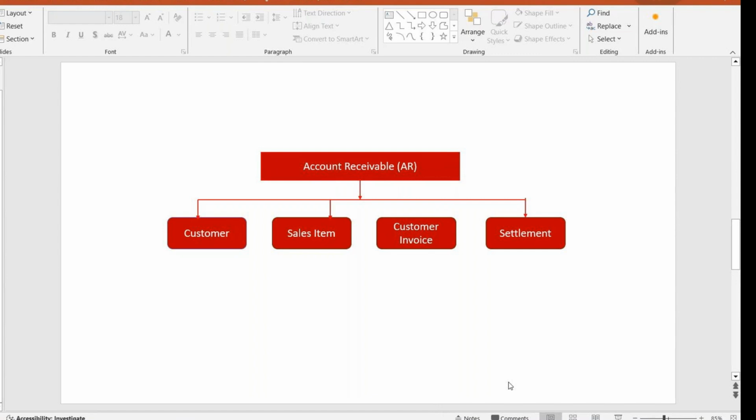Okay, Ganesh, see how core HCM is the mother module for HCM. Which is the core module here in finance?